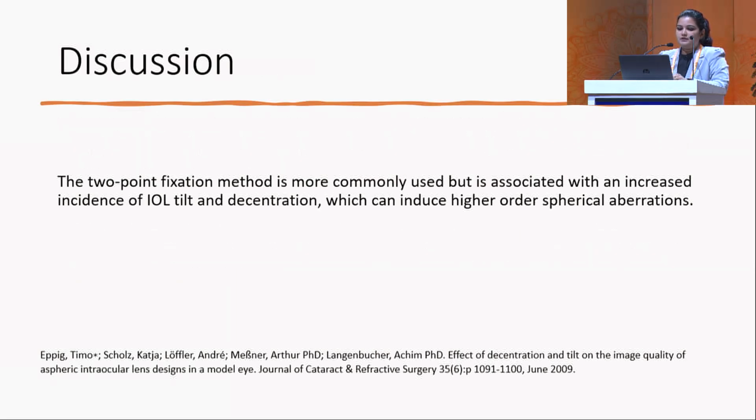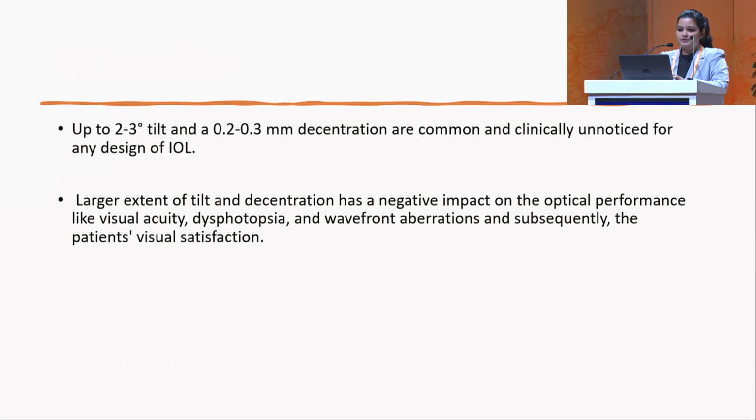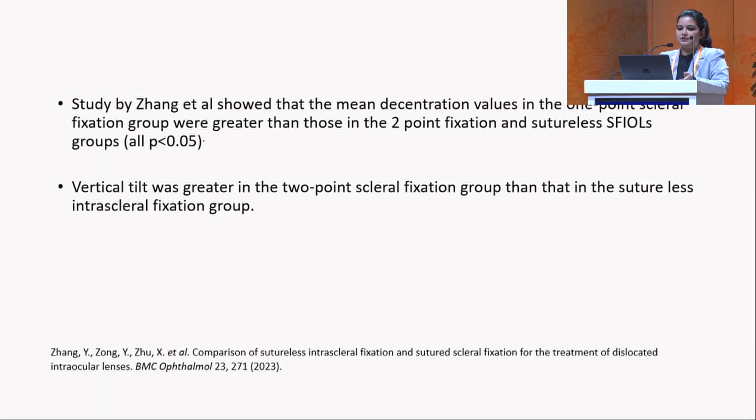Now coming to the discussion, 2-point fixation is more commonly used, but there is increased incidence of tilt and decentration, which induce higher order aberrations. Around 2 to 3 degrees of tilt and 0.2 to 0.3 mm decentration commonly goes unnoticed, but a larger extent of tilt and decentration has a negative impact on optical performance like visual acuity, dysphotopsia, wavefront aberration, and subsequently the patient's satisfaction.